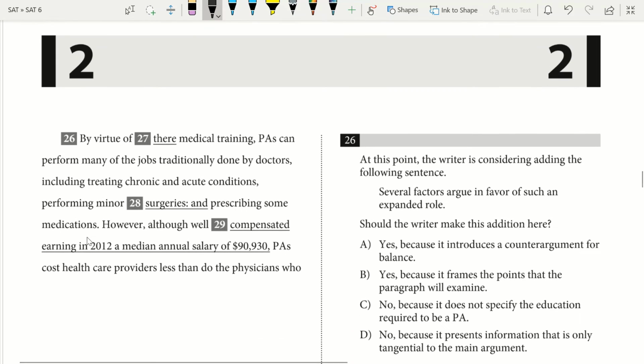All right, question 26. At this point, the writer is considering adding the following sentence: Several factors argue in favor of such an expanded role. All right, so we're talking about an expanded role for physicians. So we need to know if we're listing several factors before we decide if we should add it.